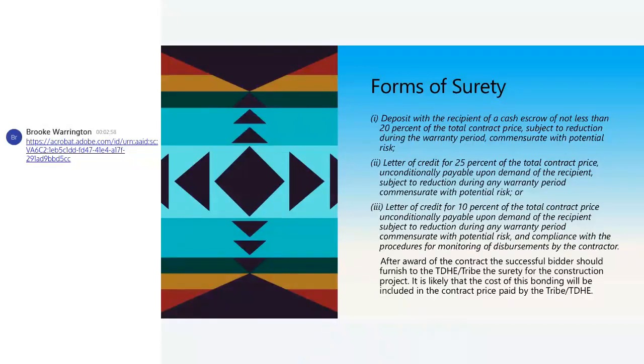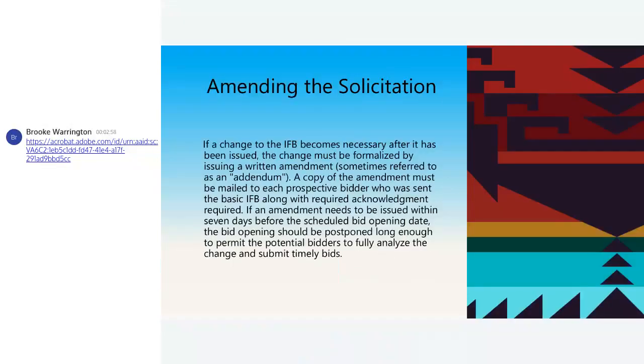Letter of credit for 10% of the total contract price, unconditionally payable upon demand of the recipient, subject to reduction during any warranty period, commensurate with potential risk. Compliance with the procedures for monitoring of disbursements by the contractor. After award of the contract, your successful bidder should furnish the surety for the construction project. It is likely that the cost of this bonding is going to be included in your contract price paid by your TDHE. So you're going to pay for it either way, but you're protecting your money.